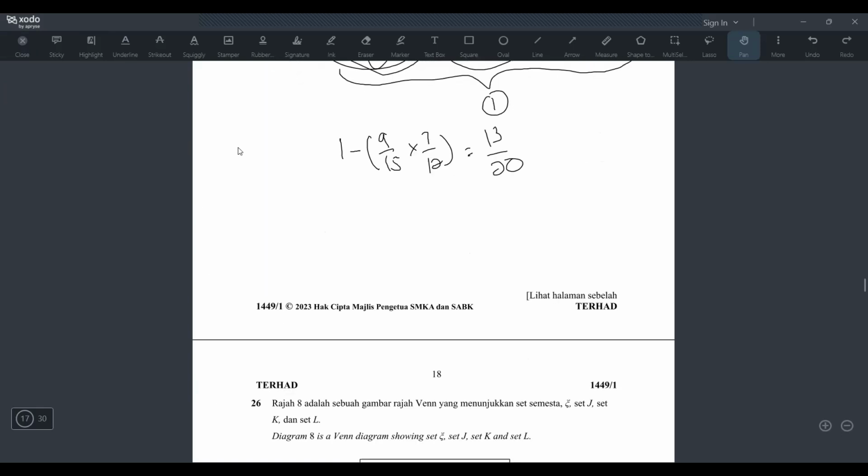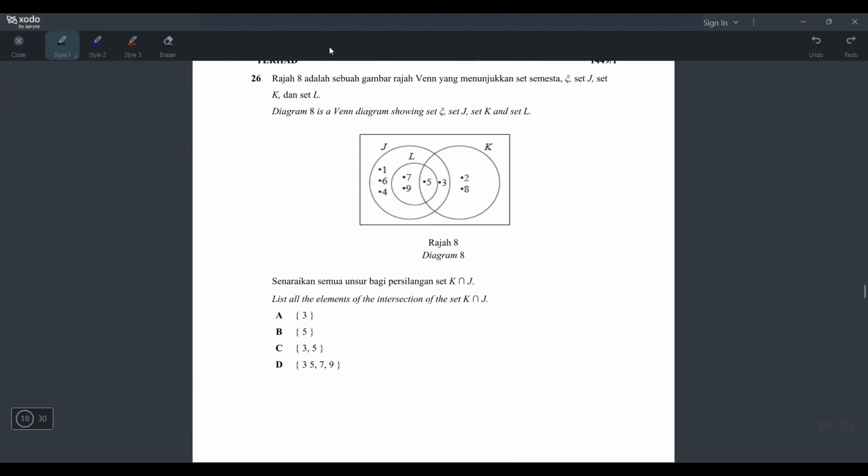Okay, moving on. 26. Diagram 8 is a Venn diagram showing the universal set and sets J, K, and L. So this is the universal set. They say list all the elements of the intersection K intersect J. This is K. This is J. So where's the intersection? 3 and 5. This one, right? So the answer is C.